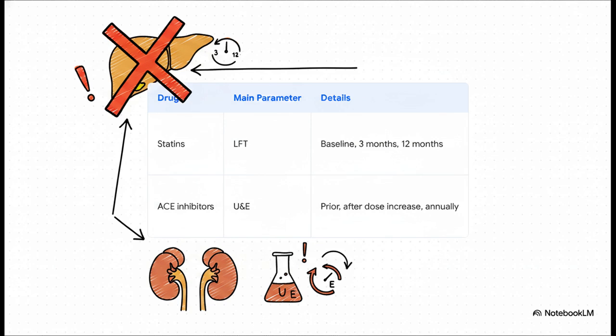Here, the main parameter is UNE. You check it prior to treatment, but the highly testable trigger, the one they will absolutely quiz you on, is checking UNE specifically after increasing the dose. And then, of course, at least annually. So please, don't let them trick you into applying a 3-month, 12-month statin rule to an ACE inhibitor. It happens all the time.